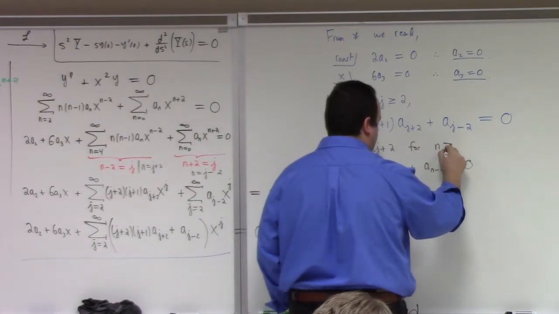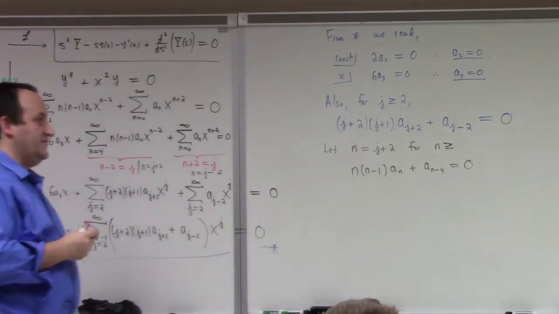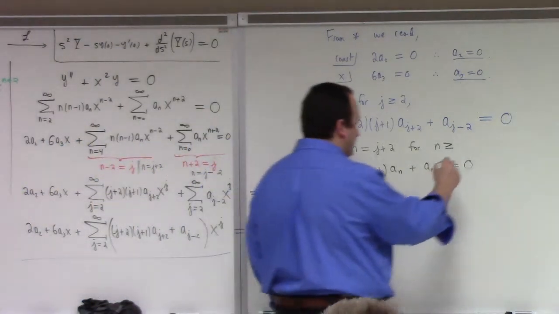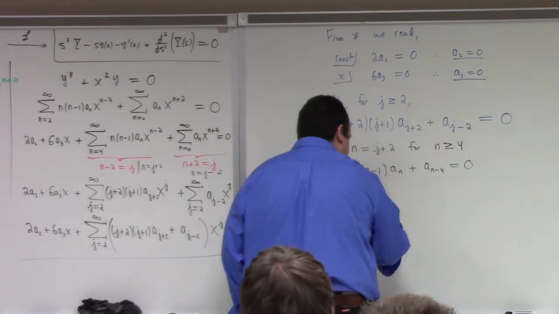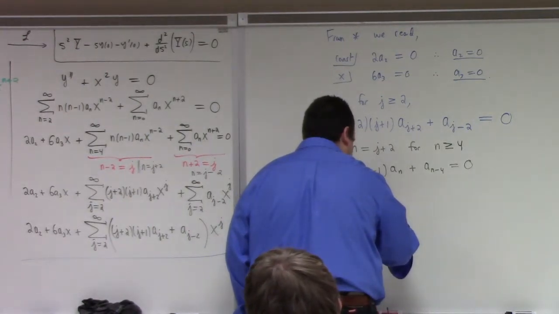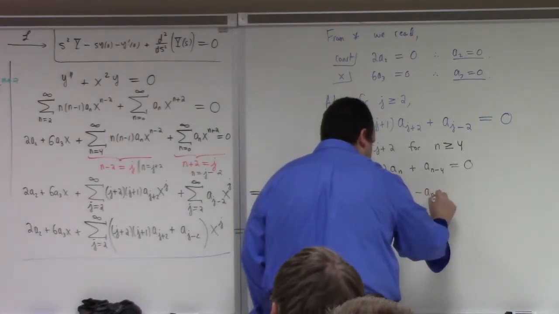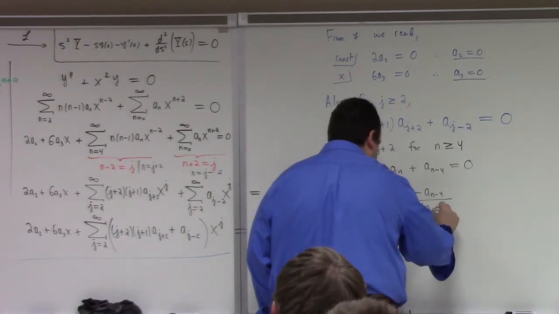N greater than or equal to what? If j is greater than or equal to 2, and n is equal to j plus 2, n is greater than or equal to 4. And then finally, this is the final form for further investigation. A sub n is equal to minus a sub n minus 4 divided by n times n minus 1.